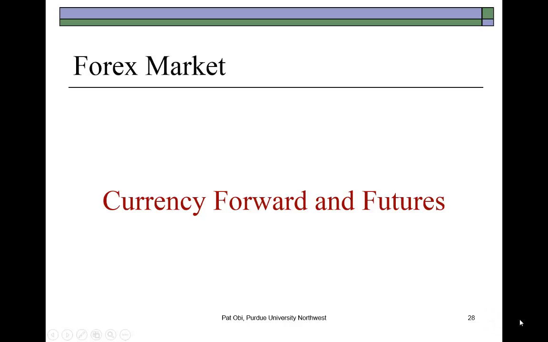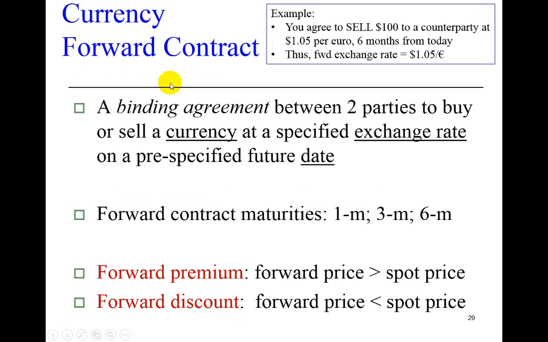In this presentation, I give a description of the currency forward and futures market. The currency market is also referred to as the foreign exchange market or the Forex market. And I define the currency forward contract as a binding agreement between two parties to buy or to sell a currency, some underlying currency, at a pre-specified price. The price of a currency is called exchange rate, and the delivery would be made at a pre-specified future date.